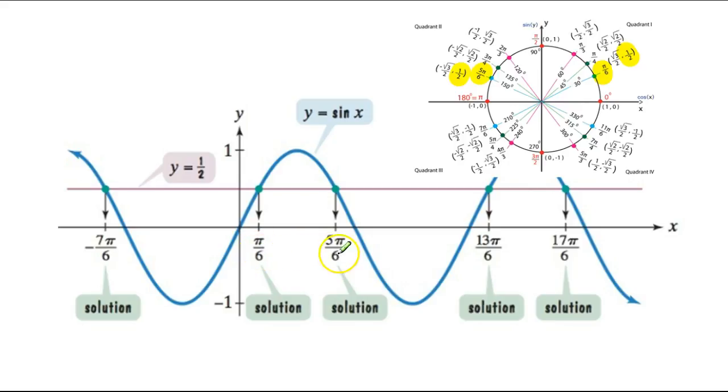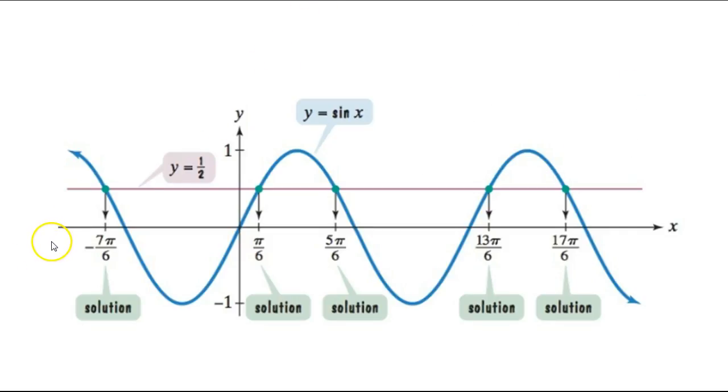It's just pi over 6 and 5 pi over 6, and then we add a period, and we hit it again, and we add a period because we just keep going around the circle, hitting those 2 points on the circle over and over and over again. Now that's how trig equations work.